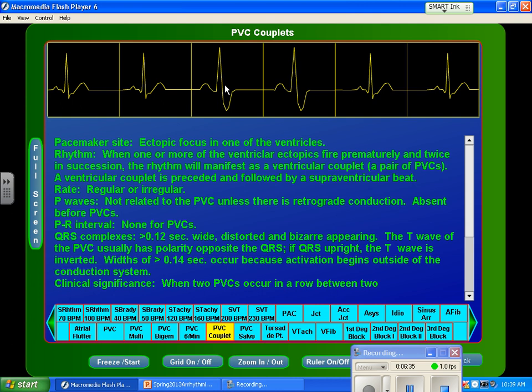So he comes in with the report and he says, "Well, you're having PVCs. Are you sure you're feeling okay?" And I said, "Feeling fine, totally asymptomatic." He said, "Well, you're in bigeminy and we're going to do a workup." So I did the echocardiogram, and then I did the stress test.